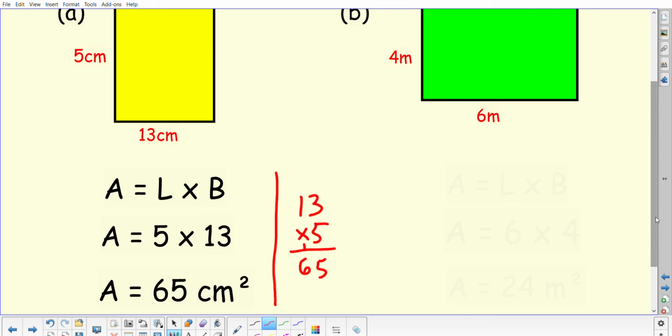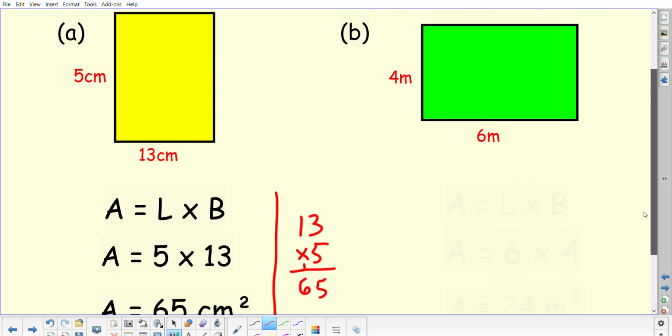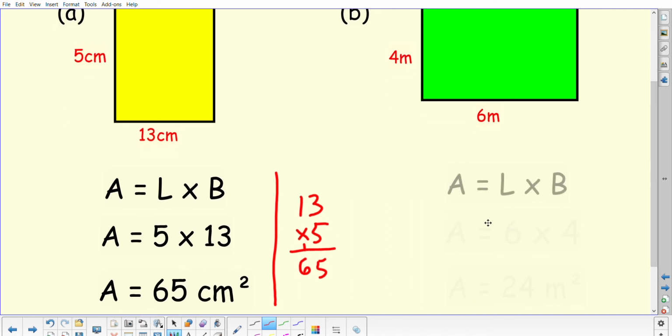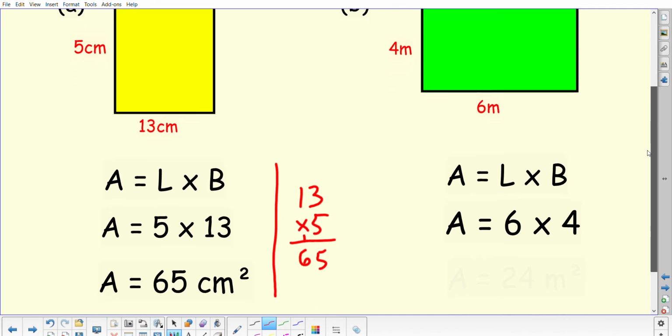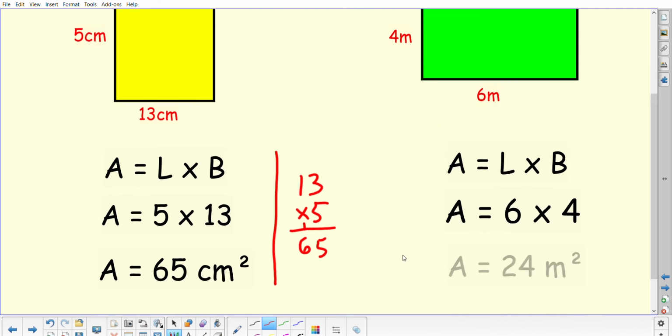So again, the second one, it's the same thing, area equals length times breadth. However, the thing to notice here is that on the left, the measurements were all in centimetres. The one on the right is like a room that measures maybe 4 metres by 6 metres. So the area units this time are not square centimetres, but square metres. So the m with a little 2. And that would be what we'd be looking for.